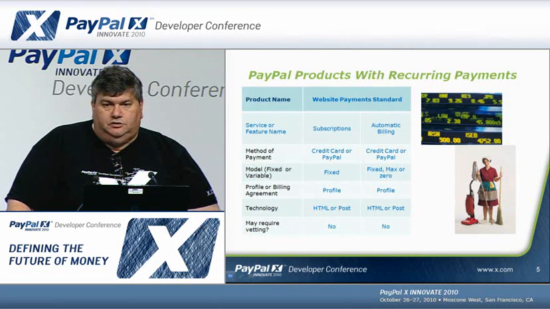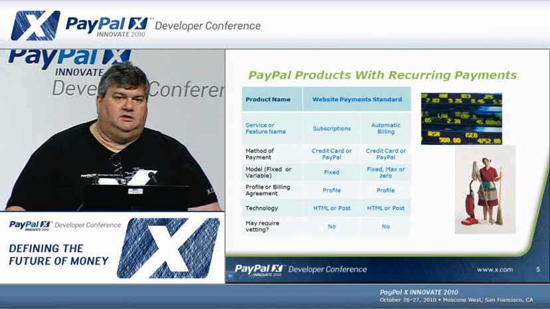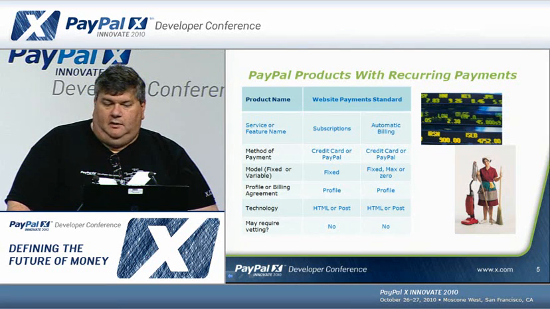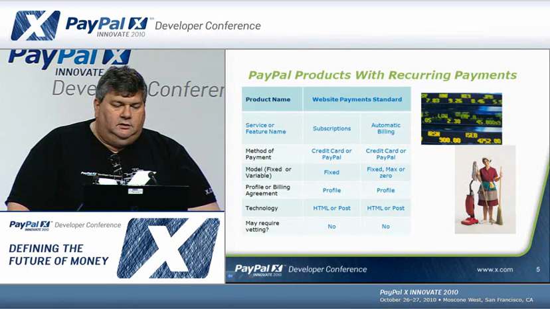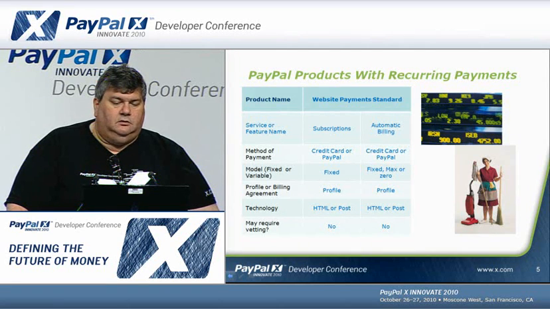But basically, once the user comes to PayPal and sees those terms repeated in PayPal and agrees to it, we'll manage that business logic going forward and just let you know that you had a successful payment or you had a problem. Again, it's a profile that we keep on file. There's no vetting requirement in the sense that you don't necessarily have to have a merchant account or go through a special vetting process to do that.